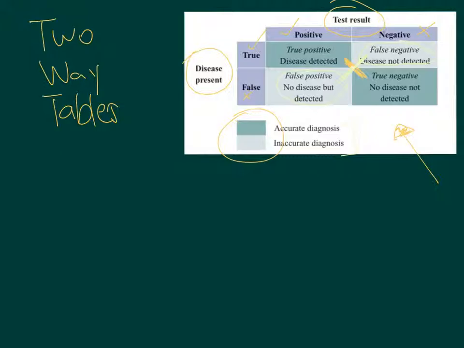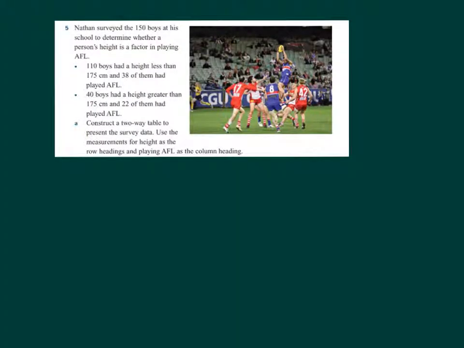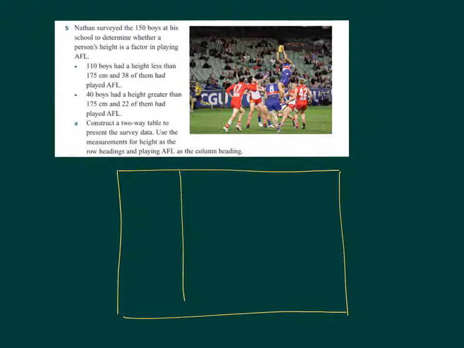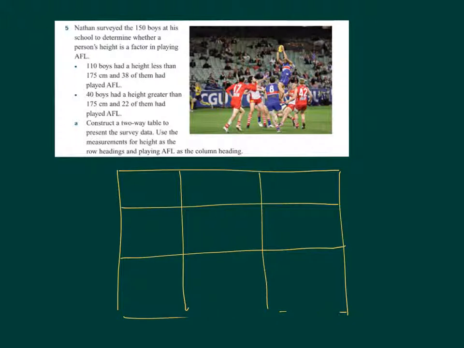Okay, let's have a look at an example. Nathan surveyed 150 boys at his school to determine whether a person's height is a factor in playing AFL. Well, straight away, the table I'm going to draw is going to have 9 cells, 3 across and 3 down. Now, it's a two-way table, yes, but in fact I'm going to draw that again very quickly and you'll see why, because we need some totals here. We actually need a few extras.